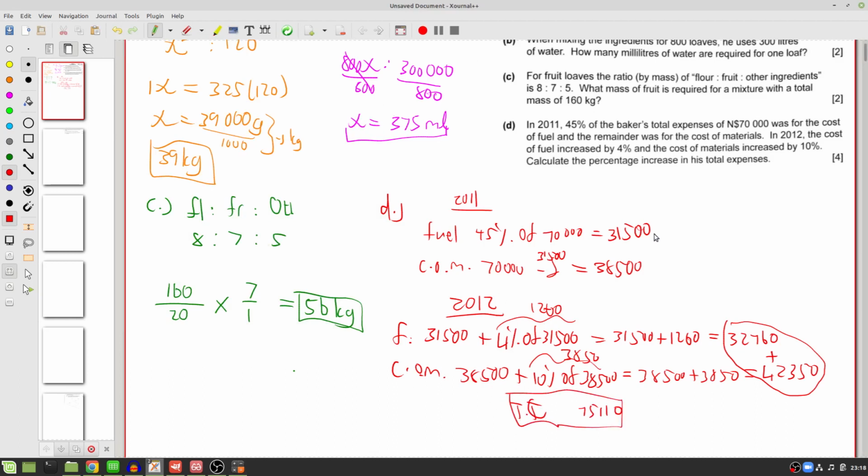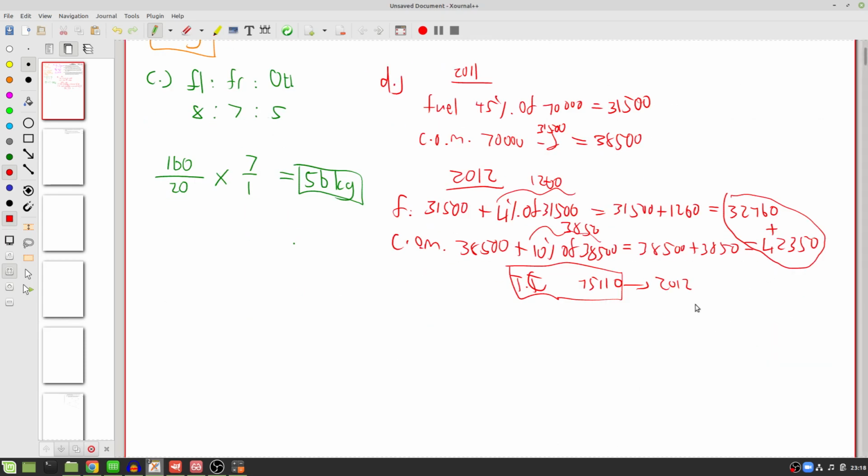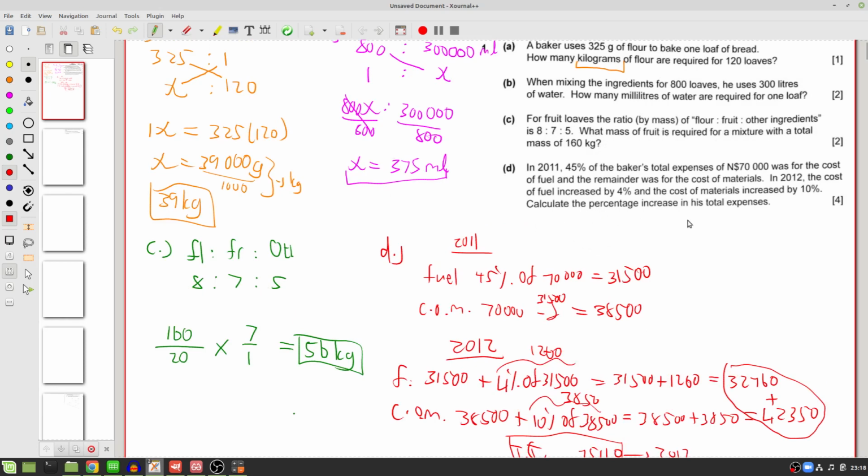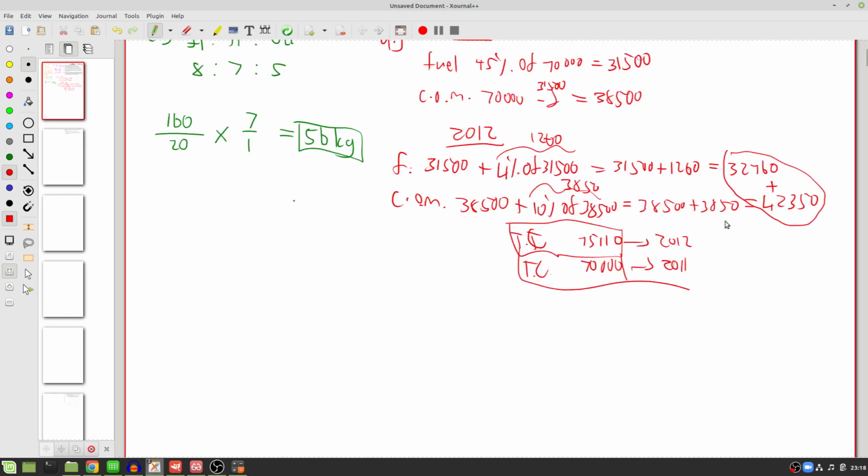And the total cost for 2011, what was that? We already know that. That was 70,000. That's the total cost for 2011. Okay, so what is the question? Calculate the percentage increase in its total expenses.